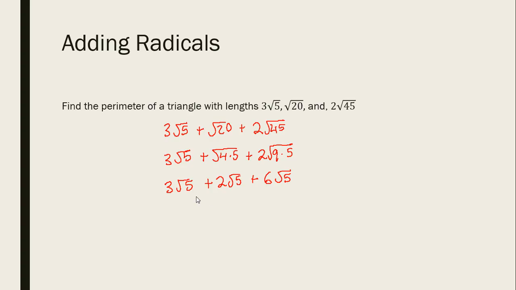Now just like the last problem, I'm going to add all my terms up on the outside of the radical. So I have 3 plus 2, which is 5. And 5 plus 6, which is 11. So my answer is 11 root 5.